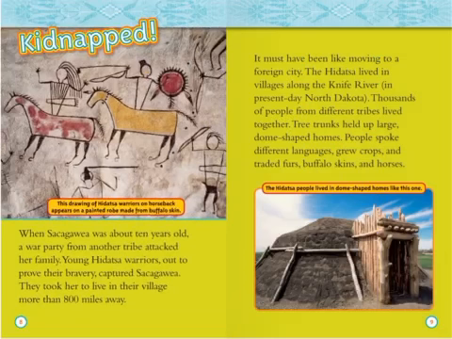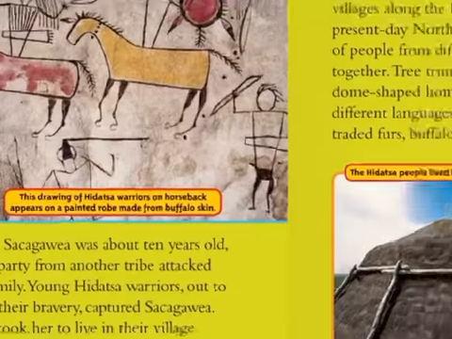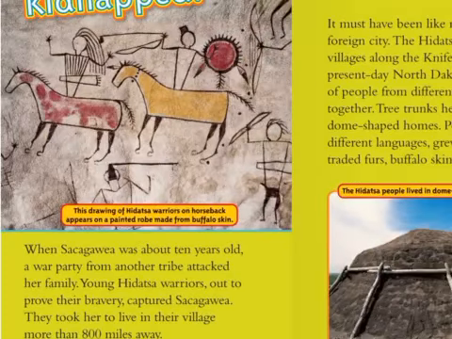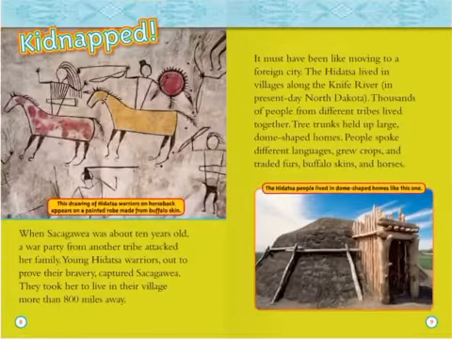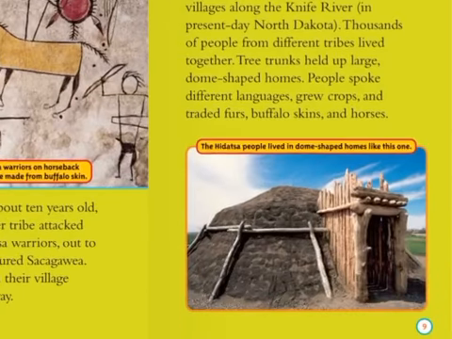Tree trunks held up large dome-shaped homes. People spoke different languages, grew crops, and traded furs, buffalo skins, and horses. So very different, because the Hidatsa were not nomadic. They stayed there all the time. They were able to find enough food, grow enough food to live there, so they didn't have to move a lot. The drawing of the Hidatsa warriors on horseback appears on a painted robe made from buffalo skin. And the Hidatsa people lived in dome-shaped homes like this one.